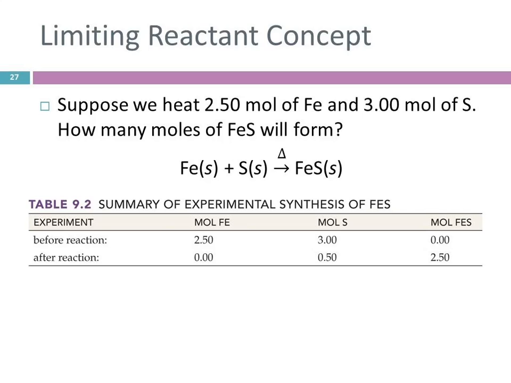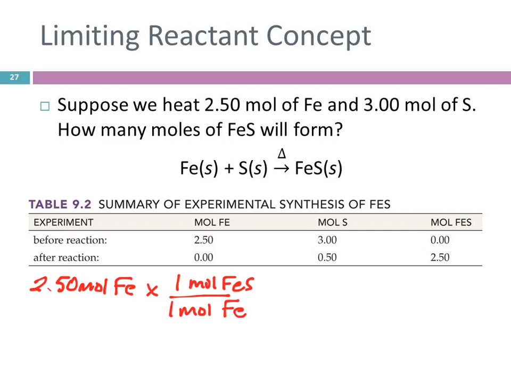That doesn't work really very well with how I think about things. I would rather think about it this way. I'm going to take that number of moles of iron, and I know that I make 1 mole of iron sulfide for every 1 mole of iron. And so I'm going to make 2.5 moles of iron sulfide.